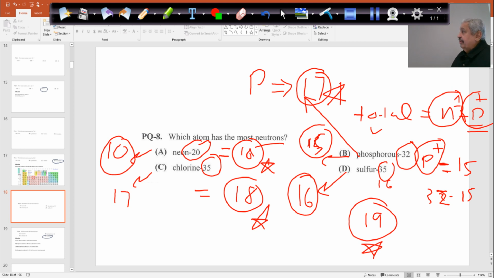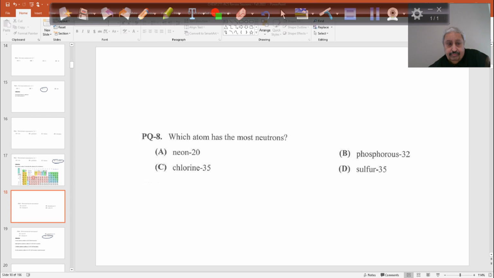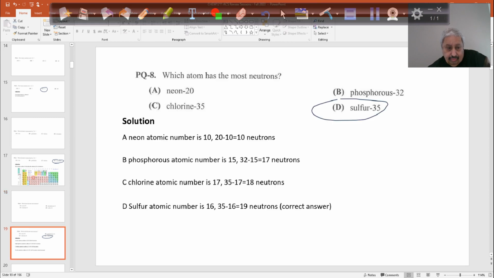So sulfur. So atomic mass is given to you, then you just look at the atomic number, which is the number of protons. Subtract the protons from the atomic mass, and you get the number of neutrons. Everybody got that, guys? Okay, let me take this one out. And the answer is D. And here it is well done for you, with all the calculations.